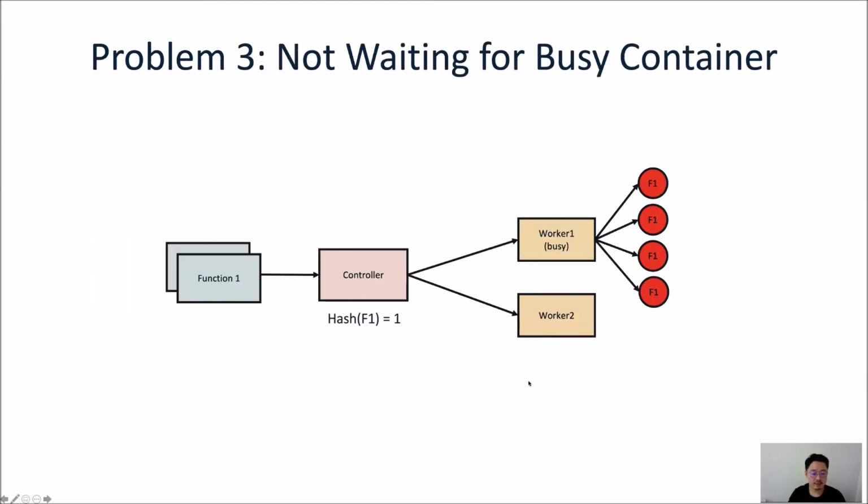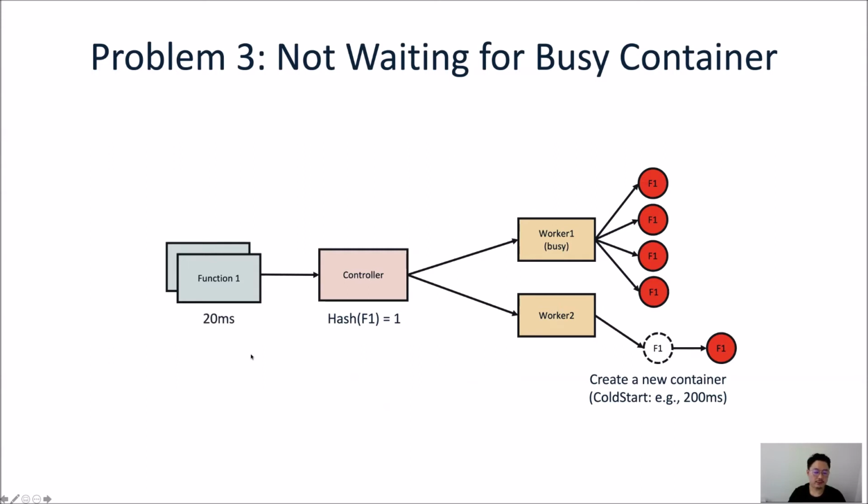The last problem is controllers do not wait for busy containers. So in this case, even if the hash value of function 1 is 1, this function request will be scheduled to the worker 2 because there is no available resource in worker 1. So worker 2 will create a new container and do the cold start.